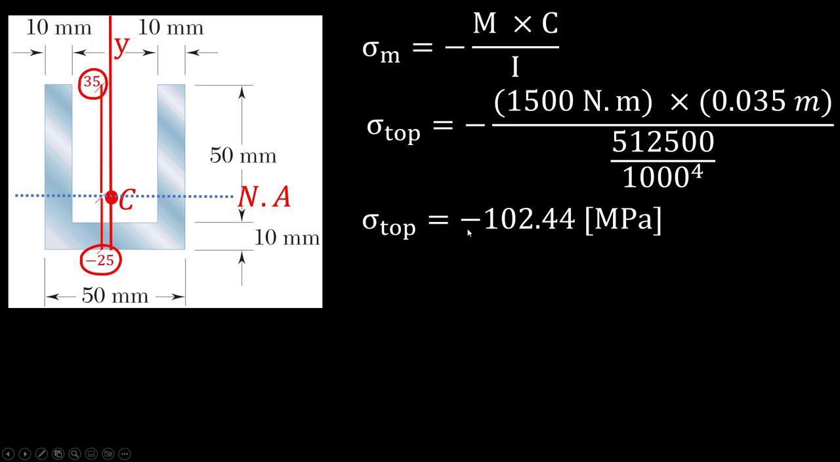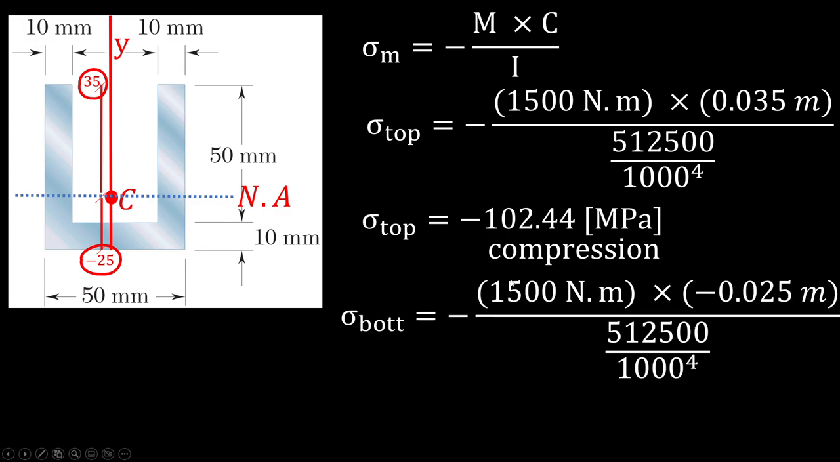Now, what does a negative mean? The negative means at the top we will have compression. Now the stress also happens all the way at the bottom, at a distance of minus 0.025 meter. And don't forget the conversion factor. You plug this into your calculator, it will give you a positive 73.2 megapascal. And positive means that you have tension. So that would be all. We are able to find the maximum tensile and compressive stresses.